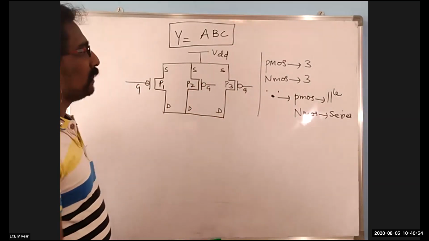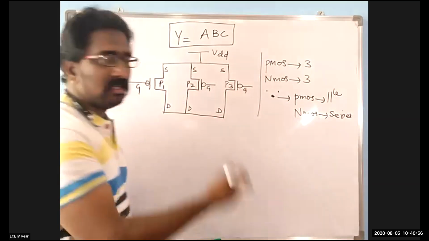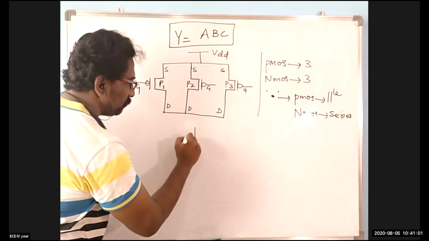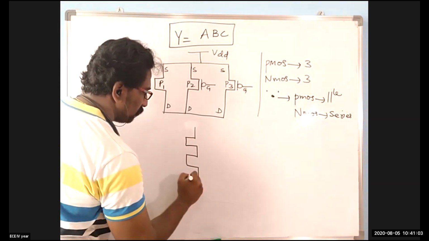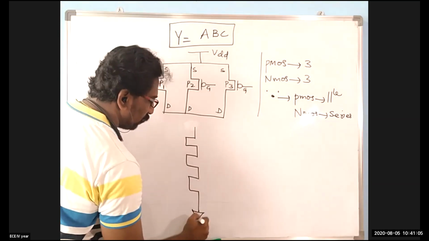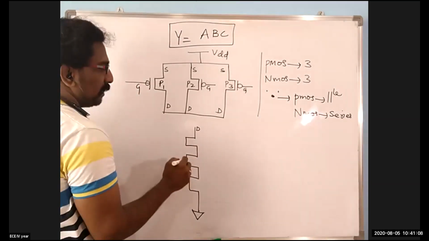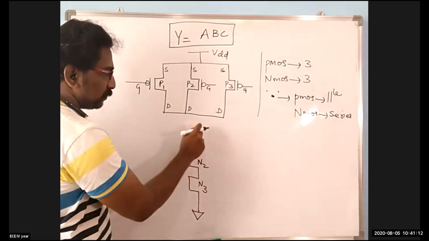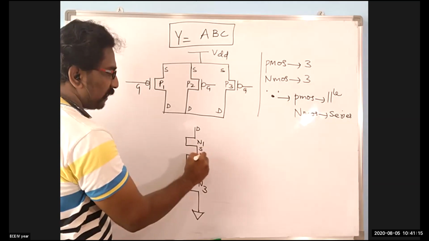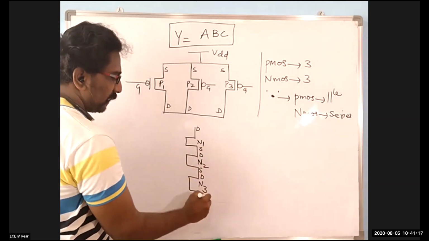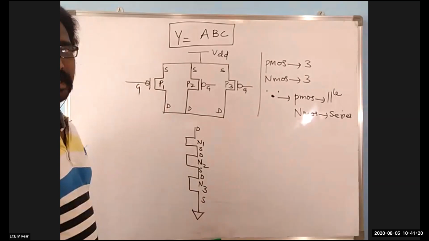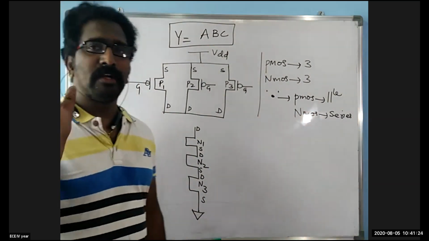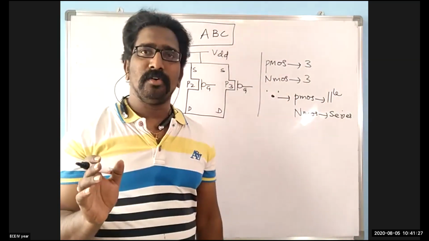Now, what about the NMOS? NMOS has to be connected in series. Similarly, one after the other, you draw the NMOS structure. This is the drain of your NMOS. This is N1, N2, N3, with source, drain, and source. The drain of your last NMOS should be connected to the source terminal, or the drain of your N block should be connected to the drain terminal.